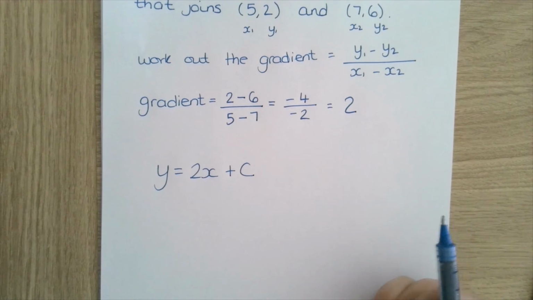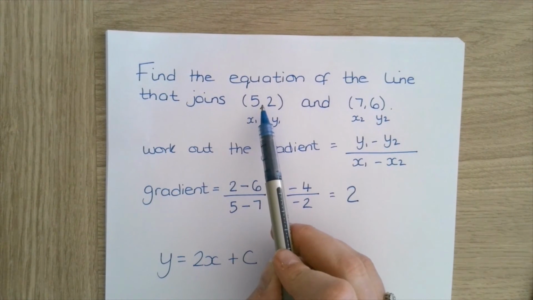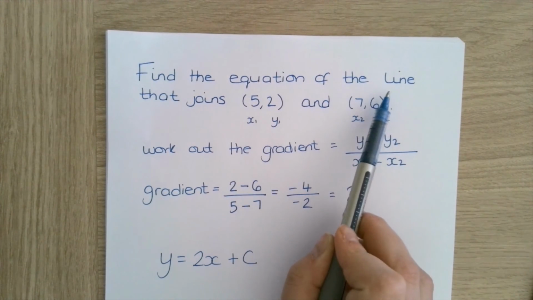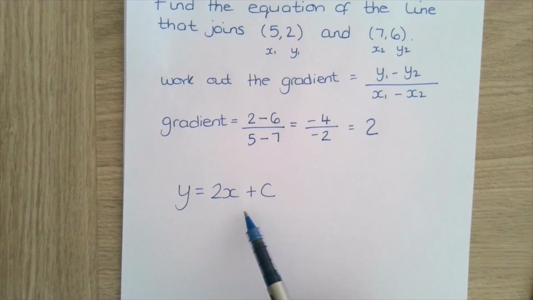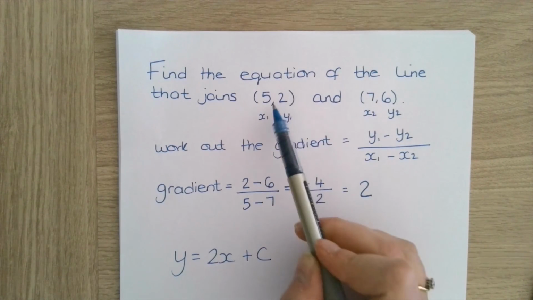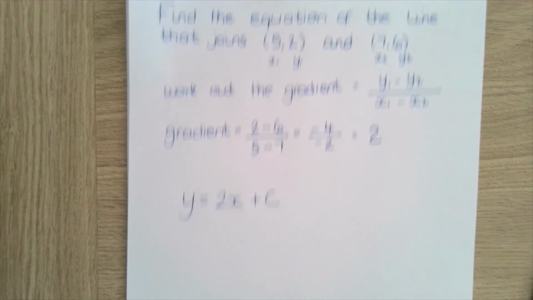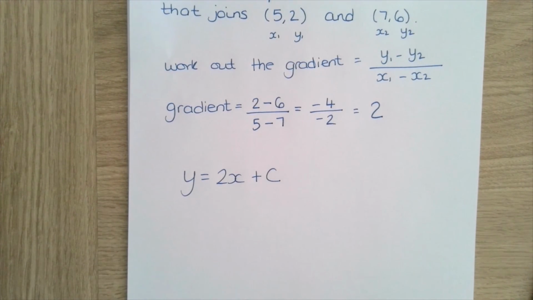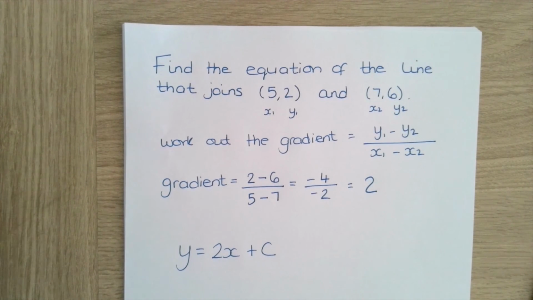Well, that's great. I now need to work out the value of c. If the line in the question is joining these two points, surely this line goes through one of those points, and therefore I can use either of these coordinates. It doesn't matter which one. I can use either of those coordinates to substitute into here to find the equation in full. So I'm just going to pick this one because it's got slightly smaller numbers. It's down to personal preference.